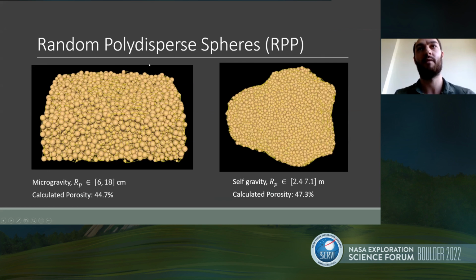These are two random polydispersed spherical packing distributions. This one is spheres with radii ranging from 6 to 18 centimeters packed in a microgravity environment, so a uniform microgravity plus self-gravity. We can see a fairly tight mesh around the particles here. The porosity that we calculate is about 45%. This is also randomly packed spheres with radii ranging from 2.4 to 7.1 meters, settled under self-gravity, and so no uniform gravity here. And the porosity for this whole asteroid is about 47.3%. Not a bad bulk estimate.